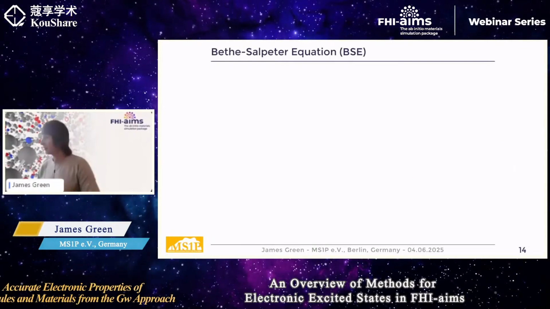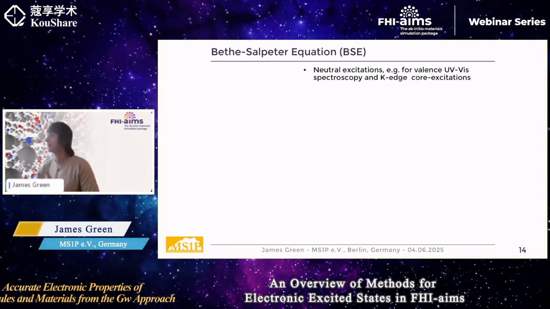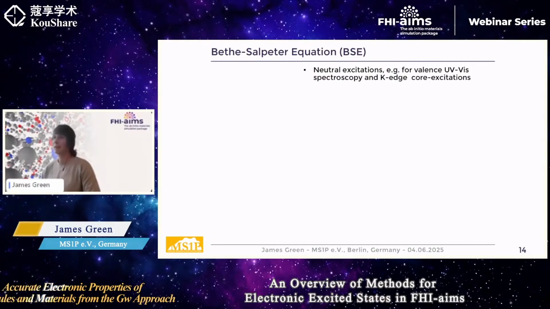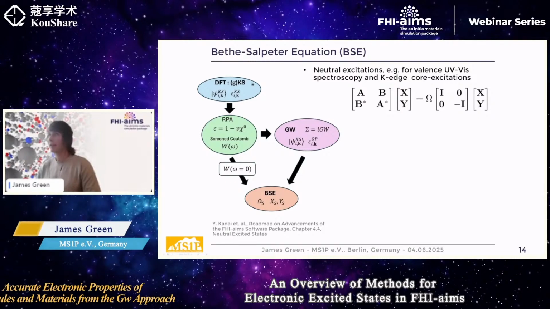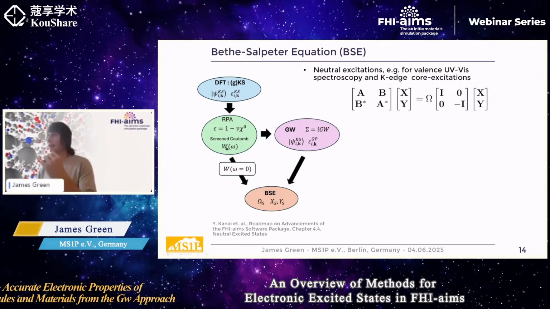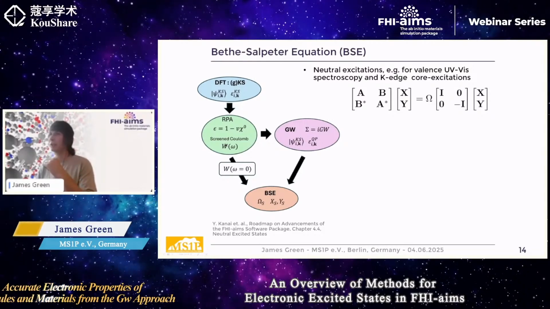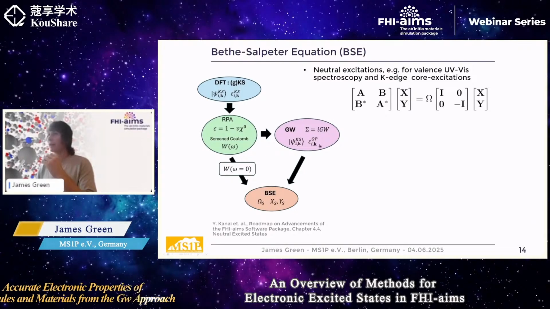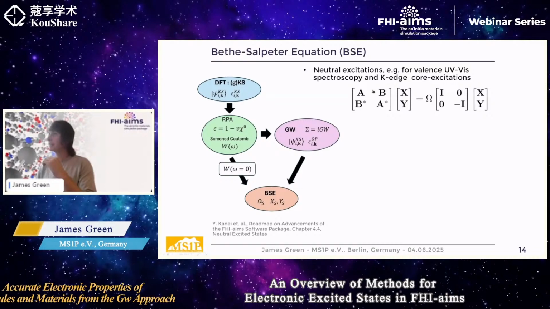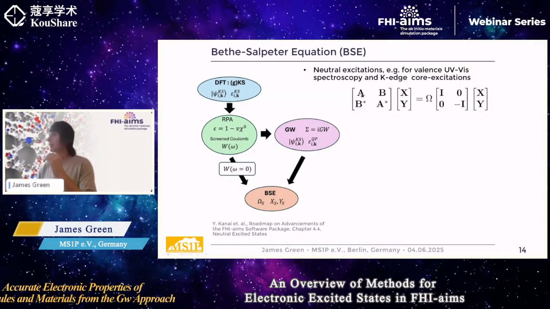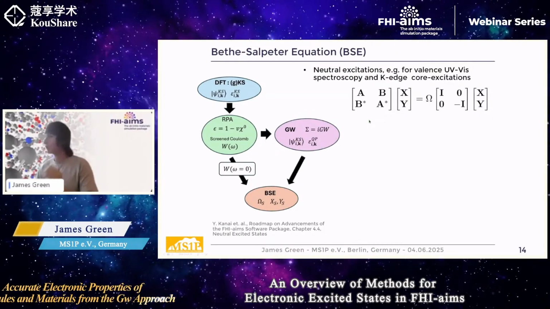Okay, so next to the neutral excitation. So the Bethe-Salpeter equation can be used for valence and core excitations. And the idea behind this is you do a DFT calculation from which you can get a screened Coulomb interaction with a random phase approximation. And then you perform a GW calculation to get quasiparticle energies, which are then fed into this BSE eigenvalue equation, in particular in these A and B matrices, which can then be solved to get neutral excitation energies.